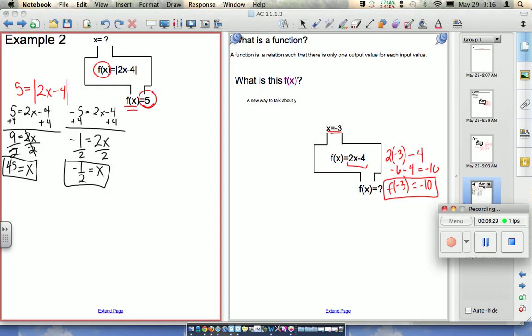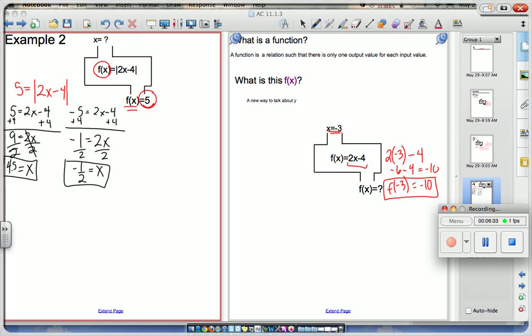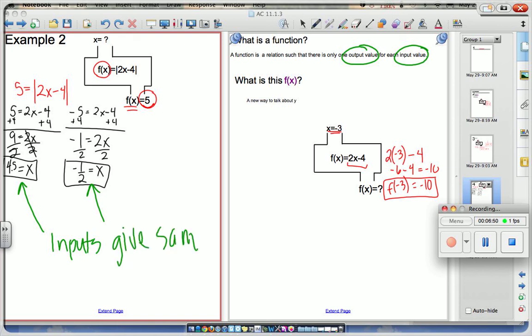So take a look at this definition again. It's a relation such that there is only one output value for each input value. One output for every input. Take a look at what we have here. We have actually two inputs that give you the same output. That is okay, because that's not what the definition is.